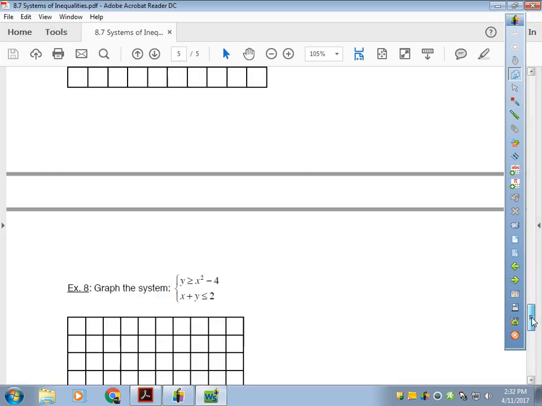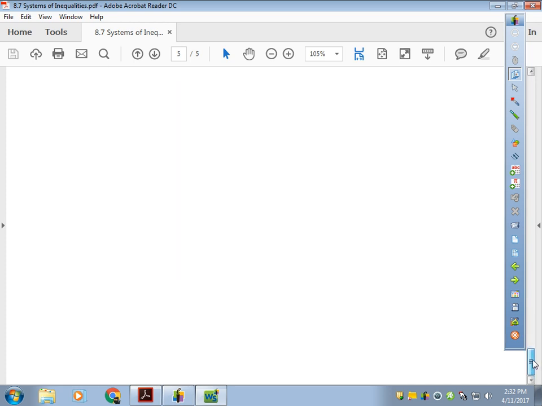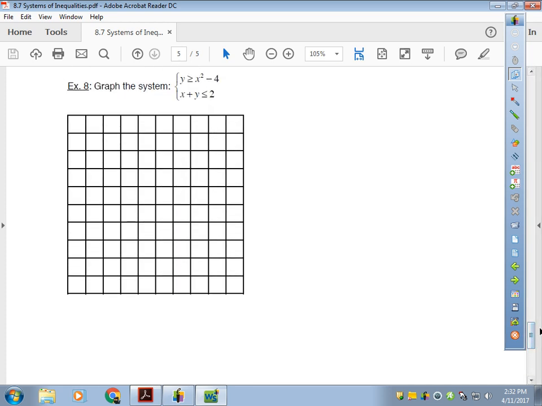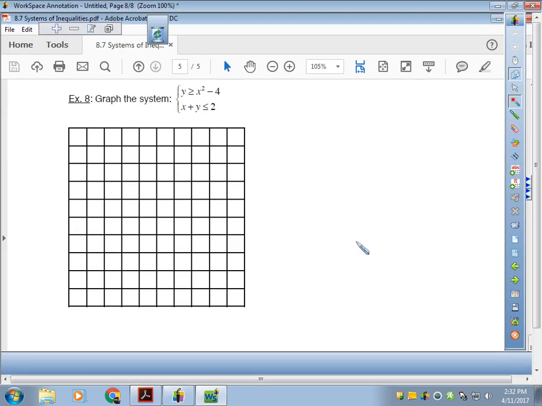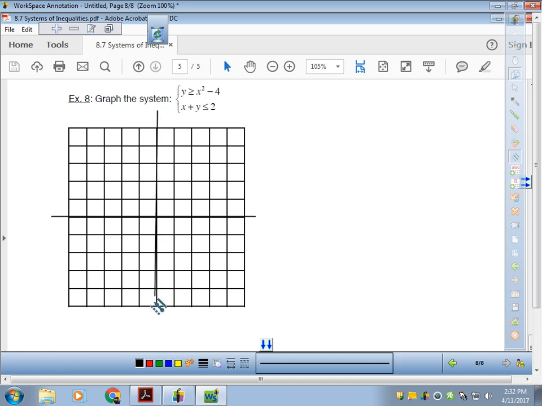This is our last example. Get my axis lines down real quick. There we go. Oops. Let me fix that one. Alright, so here we have two more equations. Our first one is y is greater than or equal to x squared minus 4.